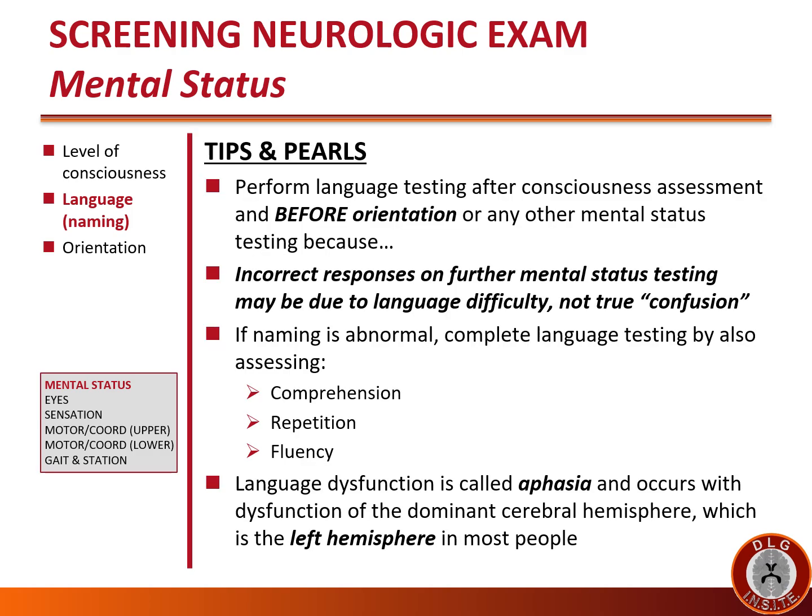Tips and pearls for mental status, language, or naming. Perform language testing after consciousness assessment and, very importantly, before orientation or any other mental status testing, because incorrect responses on further mental status testing may be due to language difficulty and not true confusion. If naming is abnormal, one must complete language testing by also assessing comprehension, repetition, and fluency. Language dysfunction is called aphasia and occurs with dysfunction of the dominant cerebral hemisphere, which is the left hemisphere in most people.